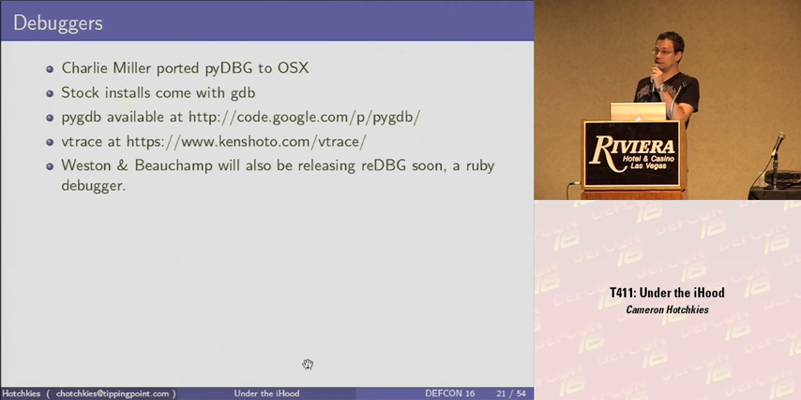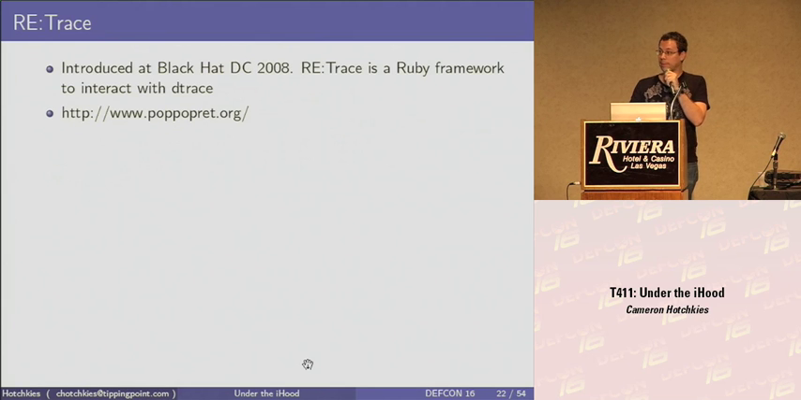Does anybody here not know what Xcode is? All right, cool. I can save that 30 seconds. So PyGDB, which is another Python interface through GDB, is available on Google Code. vtrace, yet another debugger, is available at Kenshoto. And Tiller and Dave, the guys who were presenting earlier, I don't know if they released it today or will be releasing it shortly, or if you just have to email them and they'll send it to you. But they have Redbug, which is a Ruby scriptable debugger as well, that's set to interface with the Retrace set of tools.